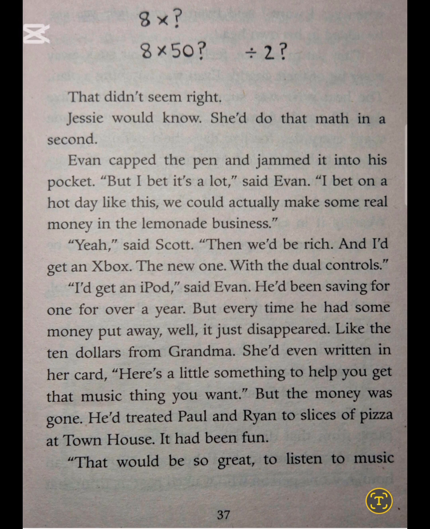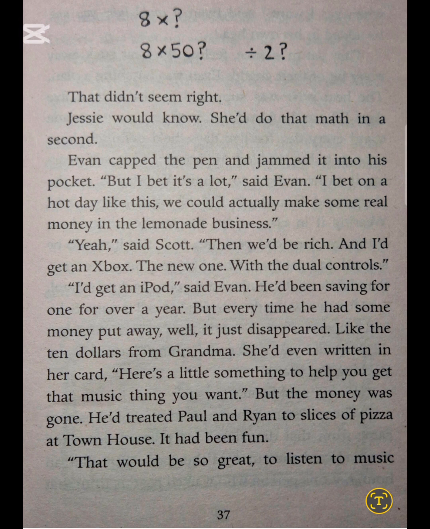"But I bet it's a lot," said Evan. "I bet on a hot day like this we could actually make some real money in the lemonade business." "Yeah," said Scott. "Then we'd be rich, and I'd get an Xbox, the new one, with the dual controls." "I'd get an iPad," said Evan.